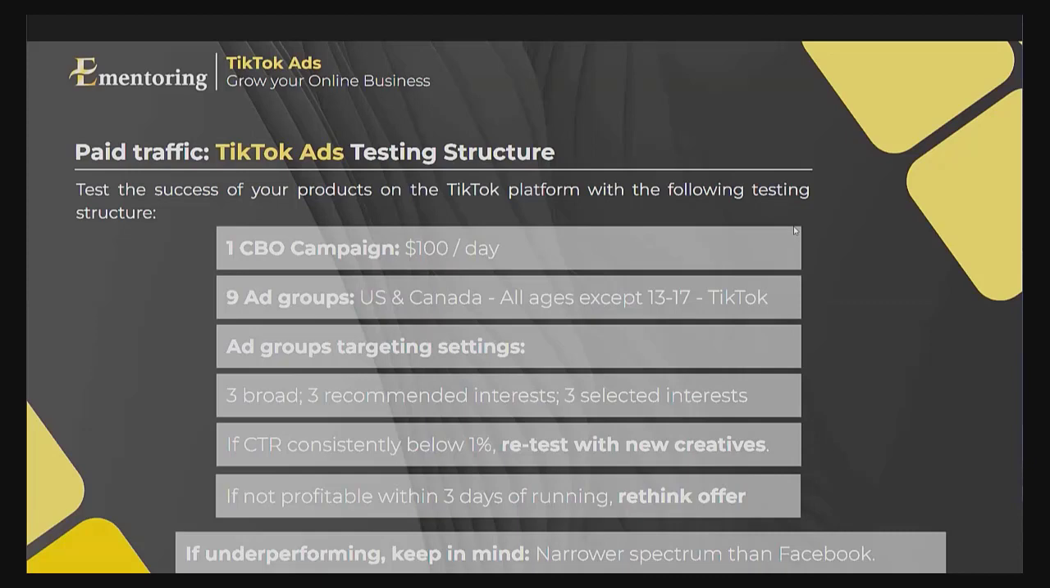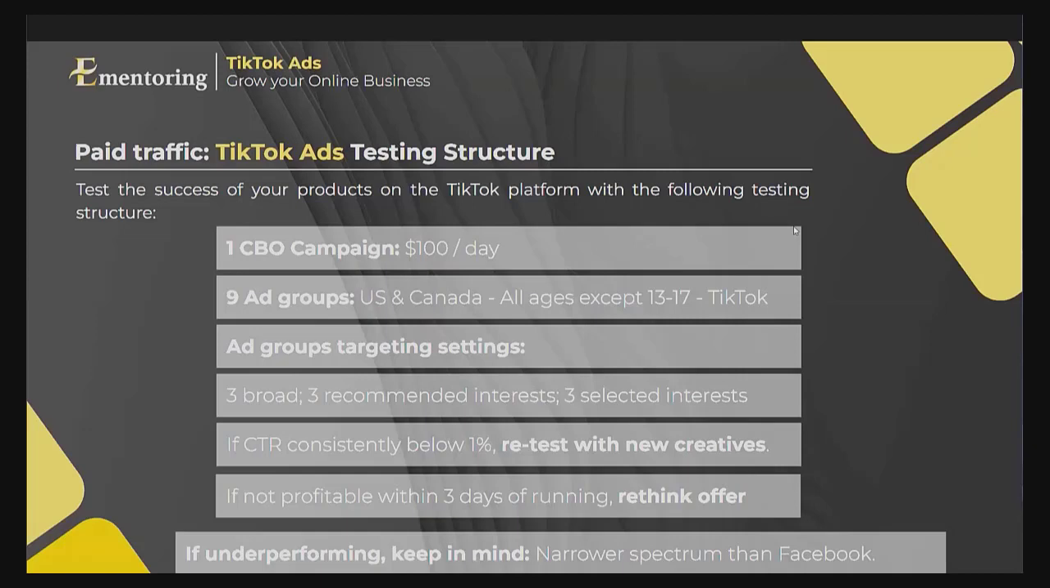So what I would suggest is a CBO campaign, $100 a day, 9 ad groups, US and Canada, because these are the countries where TikTok has been expanding the most. And these are some of the countries with the strongest e-commerce culture, so they buy online more. If you want to test the waters, this is where I would go first. It doesn't mean that you scale just in here, or you don't go anywhere else. It just means that it gives you a good sample size to get started.